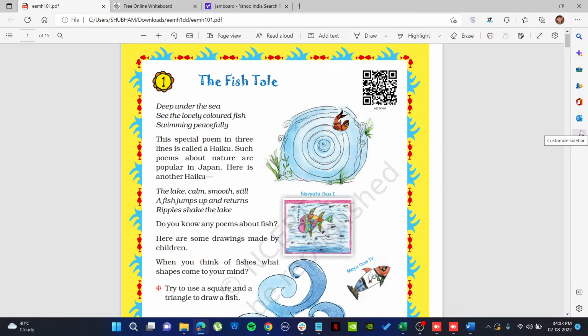So, today we are going to learn some maths, and the topic which we will be learning today is the fish tail. So, I hope you all must be very excited for it. So, let's start.